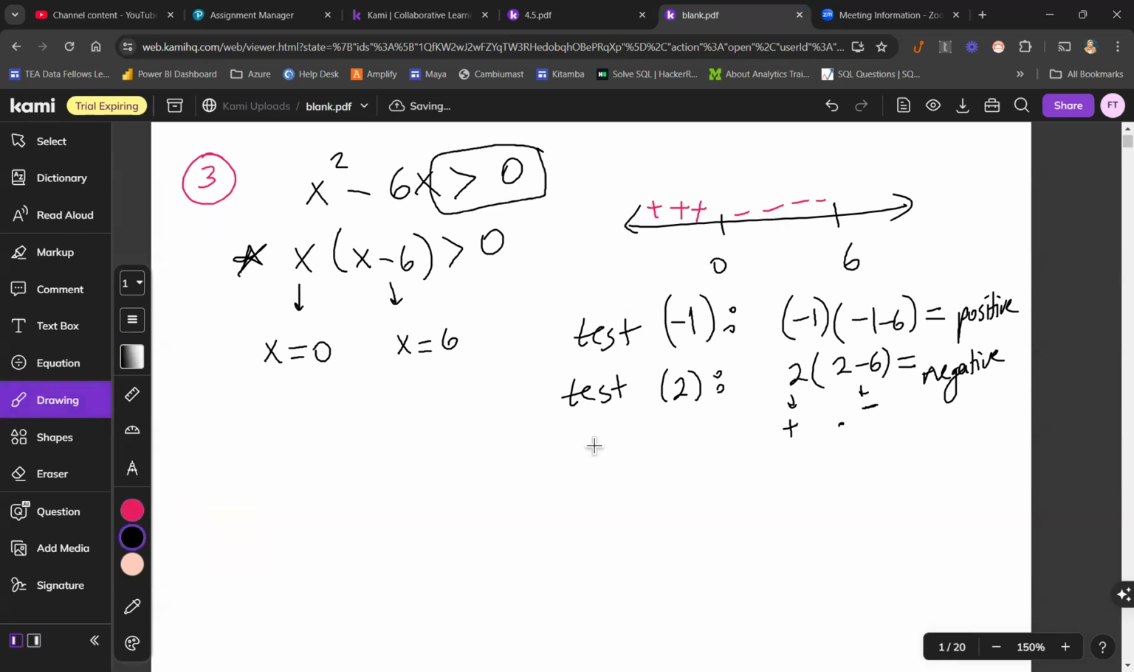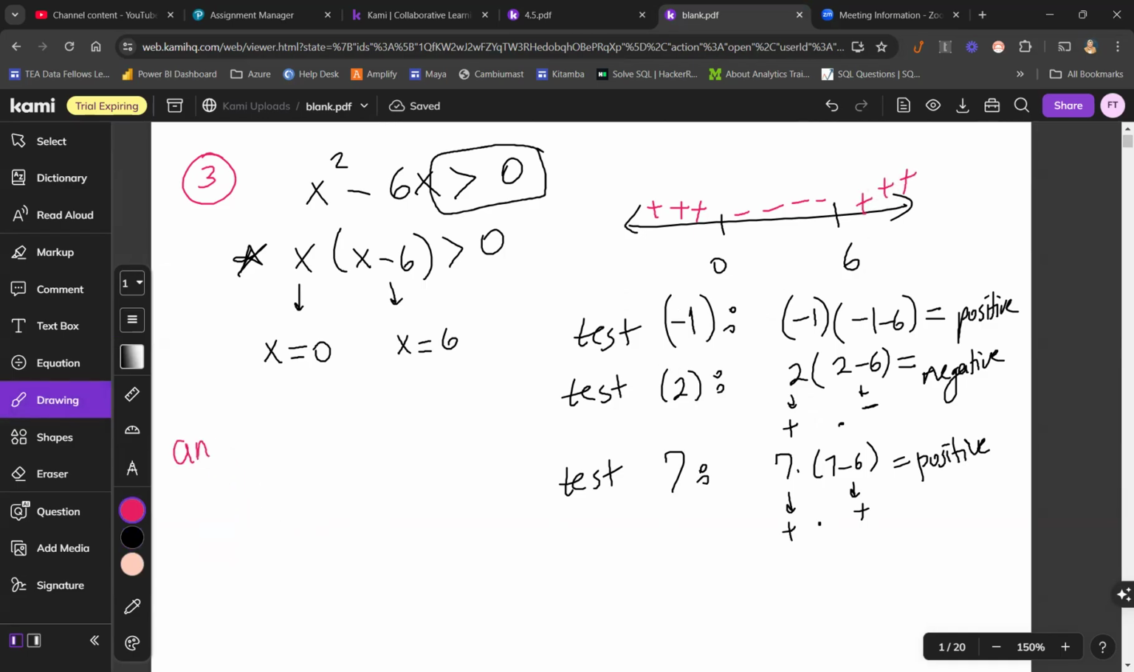And finally, we're going to test something more than 6. So let's test something like 7. When I test 7, I need 7 times (7 minus 6). So this is a positive number, and this is a positive number. When we multiply two positive numbers, we will get a positive number again. So this will be a positive region.